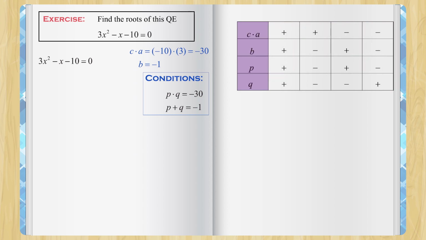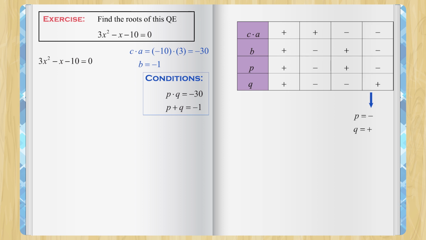As you can see, this table has a bunch of positive and negative signs in it. Trust me, it is not any random gibberish. In fact, it is going to help us find those numbers. What this table says is give me the first two signs and I will give you the signs of p and q. In this quadratic equation, c times a is negative and b is also negative. So we need to look at the fourth column of this table. And according to the table, p is negative and q is positive.